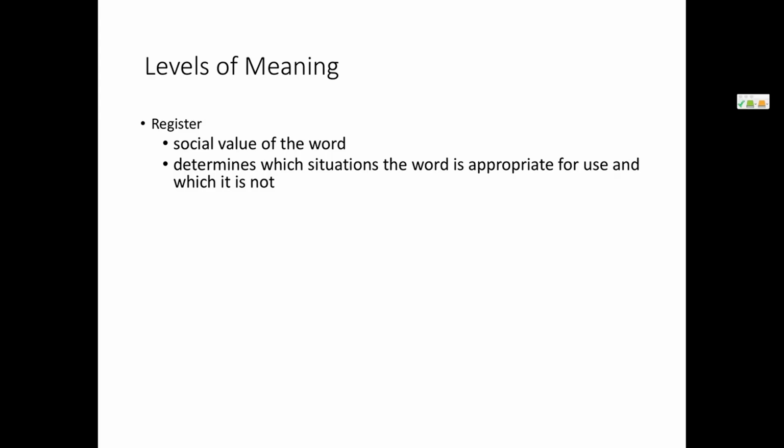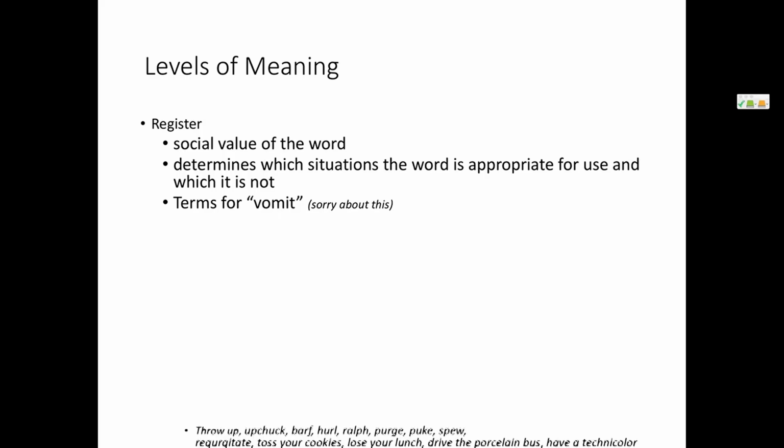There's also different levels of meaning in terms of registers, so the social value of a word. And the register determines which situations the word is appropriate for and which is not. So, all right, vomit.